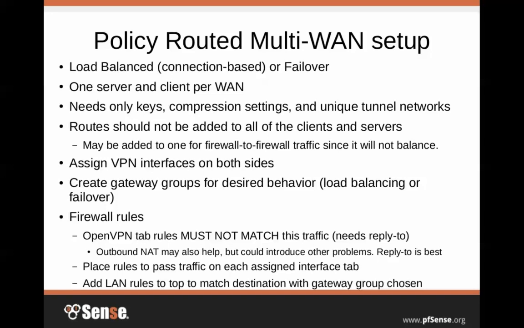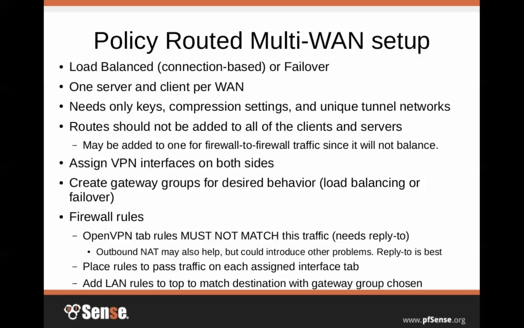So similar to that last image, you have a separate server on each WAN and a separate client connecting to each separate server. You only need to put in the keys and compression settings and a unique tunnel network, no routes, nothing else. You could put the routes on one instance and not the others, because otherwise the firewalls themselves can't reach each other. But if you're only worried about client traffic, you don't have to add any routes whatsoever. You have to assign the VPN interfaces on both sides, the clients and the servers. And then you have to create your gateway groups for desired behavior.